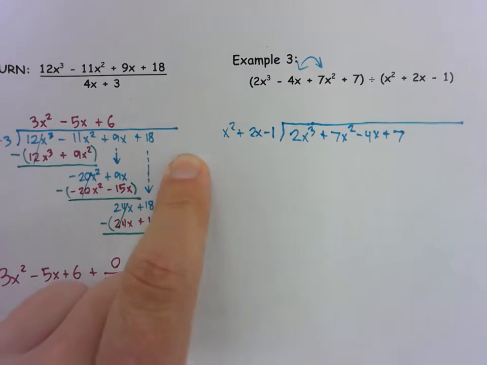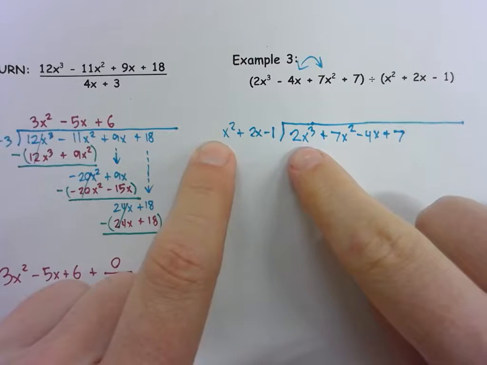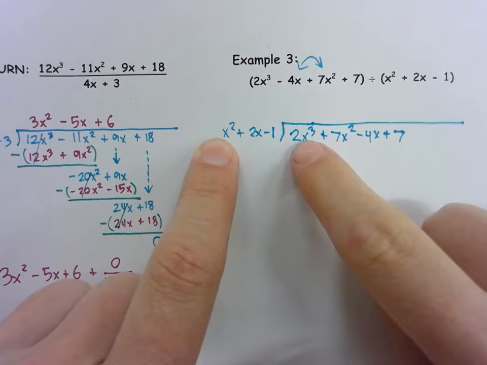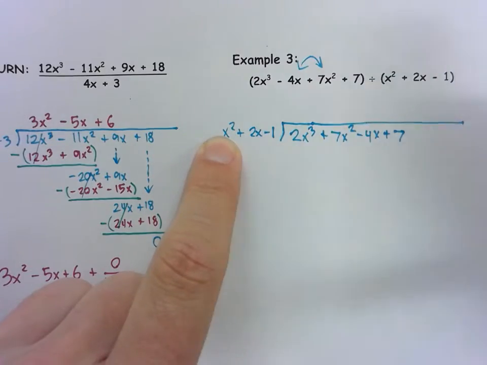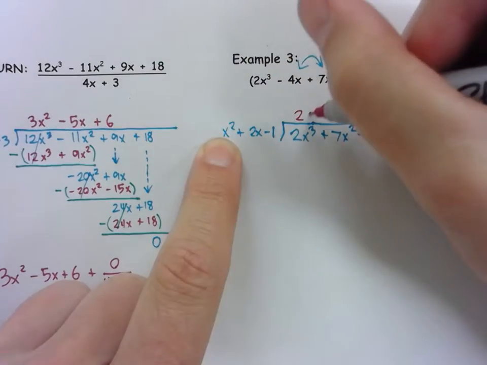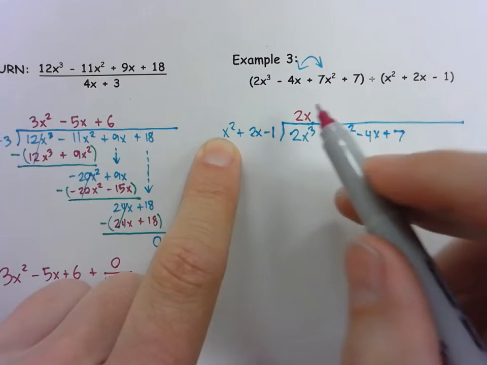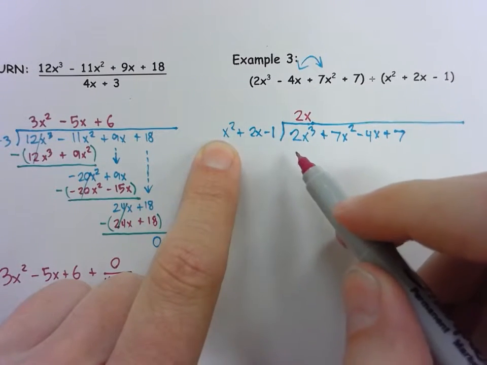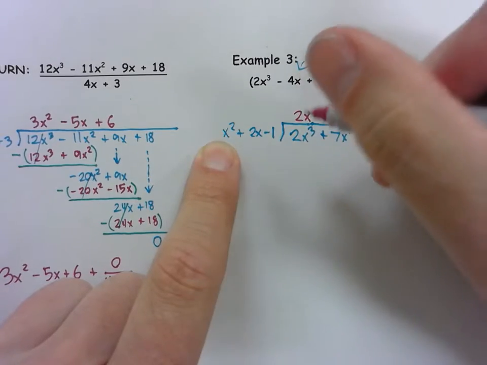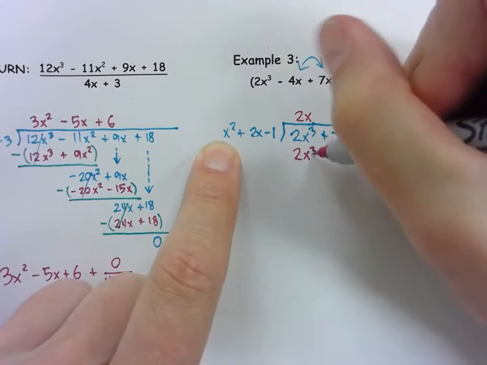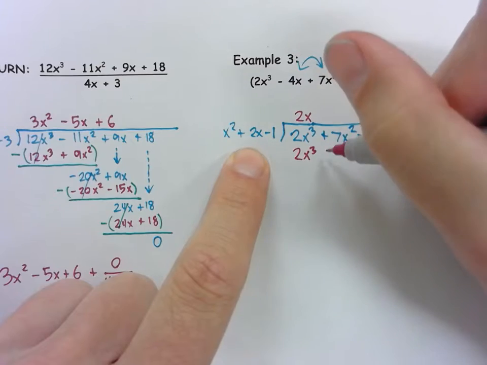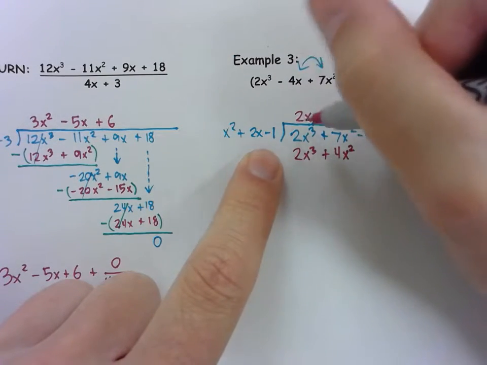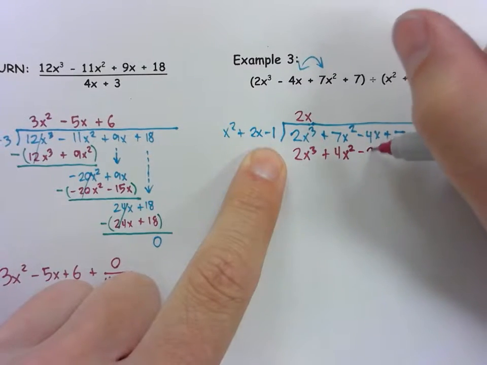So let's go through seeing what we've got to do. What times x squared is 2x cubed? We need another x, and we need a 2. So we're going to distribute that 2x into all three terms this time. There's three terms on the outside. So 2x times x squared is 2x cubed. 2x times 2x is 4x squared. And 2x times negative 1 is minus 2x.